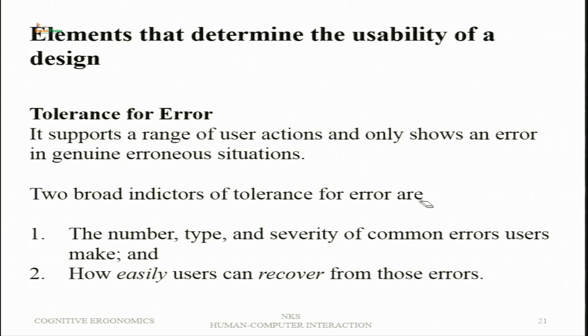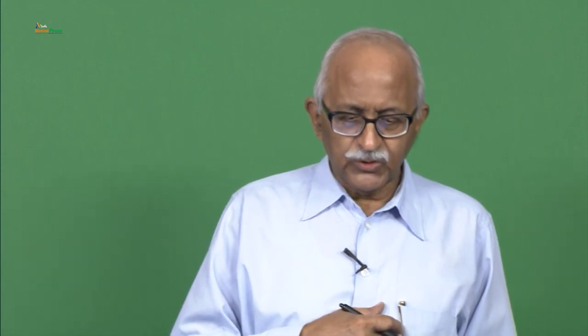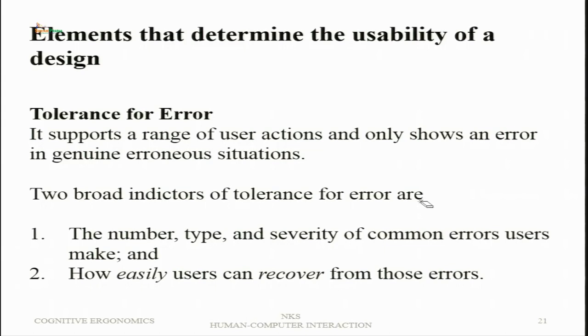Because there will be various other things, the price, the volume of space that the technology will cover, and whether it is portable, mobile, these considerations will also be there in addition to particular efficiency considerations. So whenever we are asking or answering these questions, we have to keep in mind the other attributes that might be present. So tolerance for error supports a range of user actions and only shows an error in genuine erroneous situations, right? So there is an error.